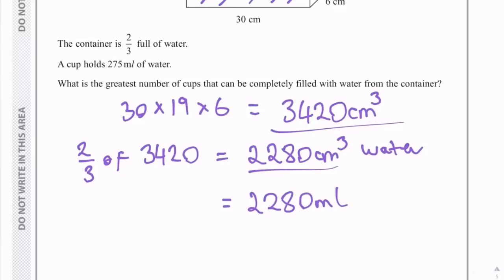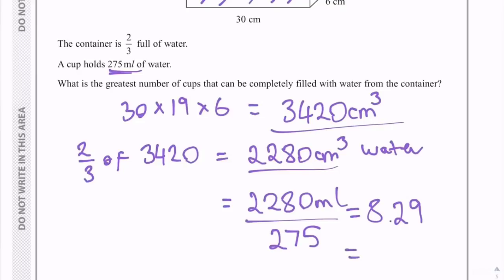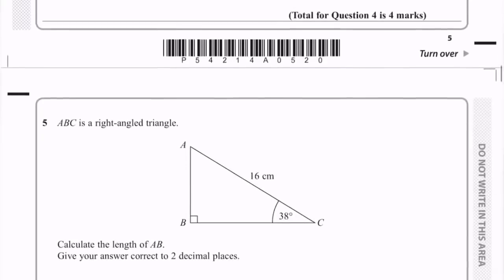So we've got 2,280 millilitres, each cup holds 275, so if we divide this by 275, it'll tell us how many cups we can fill. Now that comes out on the calculator as 8.29, but we're not really concerned about the decimals here because the question says, what's the greatest number of cups that can be completely filled? We can't fill up part of a cup, so the only amount of cups that we can fully fill is 8 cups. Plus we'll have a little bit left over, but we'll fill up 8 cups in total.